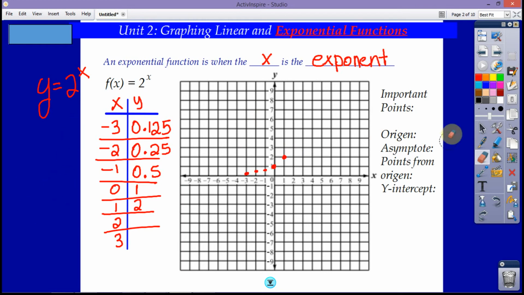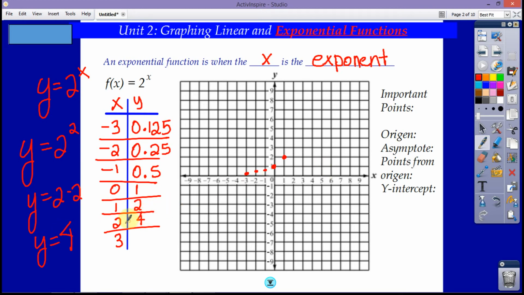And let's do the next 2. So it's going to be 2 to the second power. And remember that is 2 times 2, which is just 4. So we're going to go 2, 4, so 2 to the right, and then 4 up. Right there.